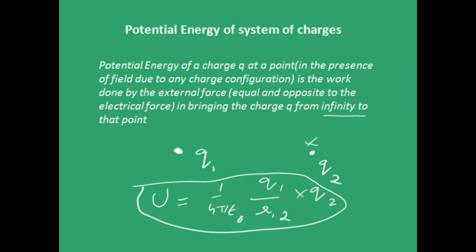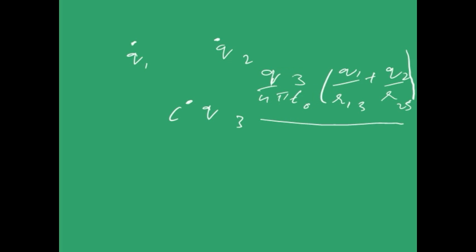It is something like this, and for bringing q1 I didn't have to do any work. So finally the net potential energy of my system is 1 by 4 pi epsilon naught q1 q2 by r12 plus this whole thing. This is the potential energy of my system.